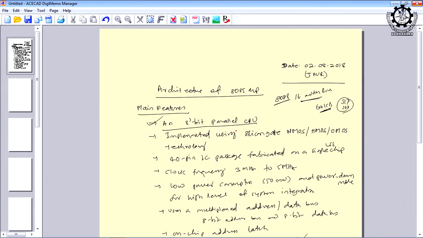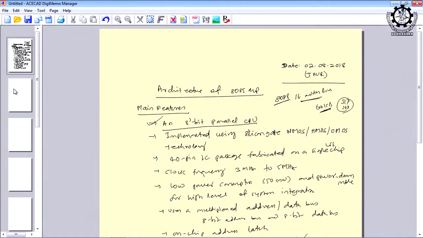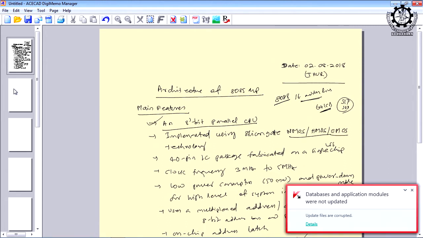So, we are thinking of an 8-bit parallel CPU. Parallel means 8-bit data can be transferred simultaneously at the same time. That is what we mean by parallel. And parallel comes because it also supports serial. 8085 microprocessor also supports serial communication. Then this is implemented using either NMOS, HMOS or CMOS technology.